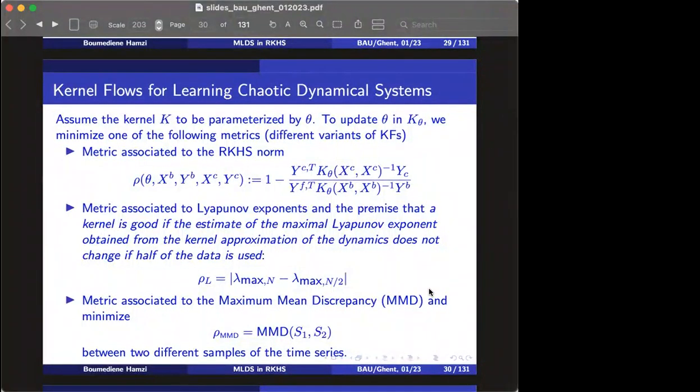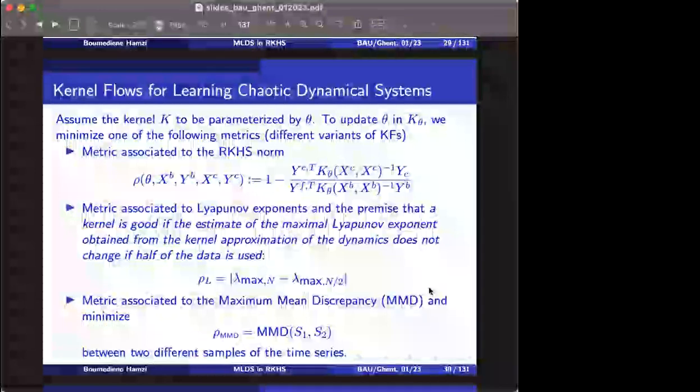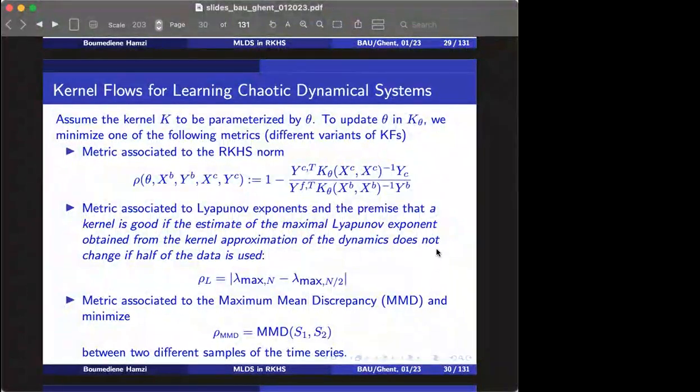exponents. So in the case of a chaotic dynamical system, we want to say that the kernel is good if the estimate of the maximal Lyapunov exponent obtained from the kernel approximation of the dynamics does not change much if half of the data is used. So we introduce this metric, but you can also use other metrics, and also add other Lyapunov exponents here. If you are not interested only in the maximum Lyapunov exponent, you can use other Lyapunov exponents, especially if you are dealing with a hyperchaotic dynamical system.